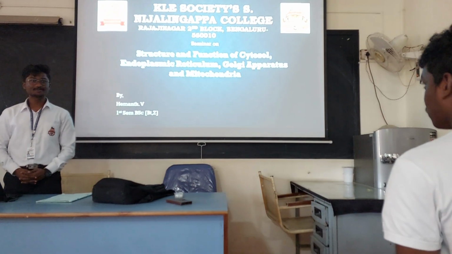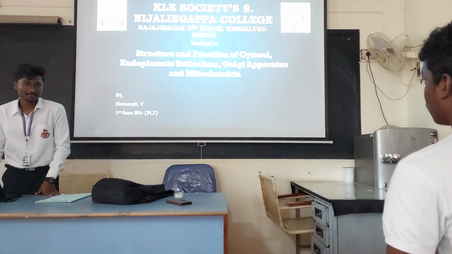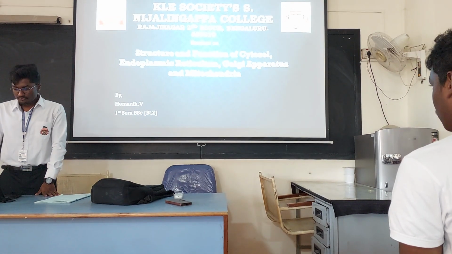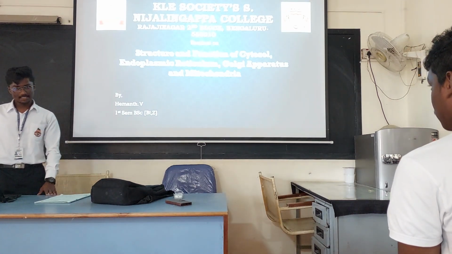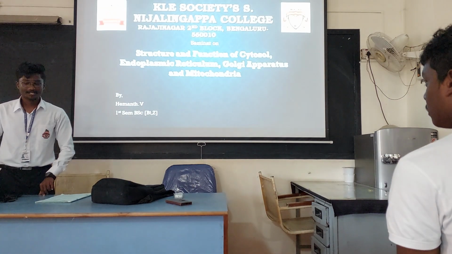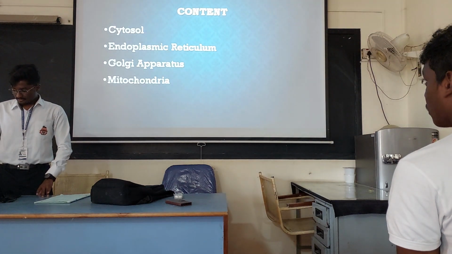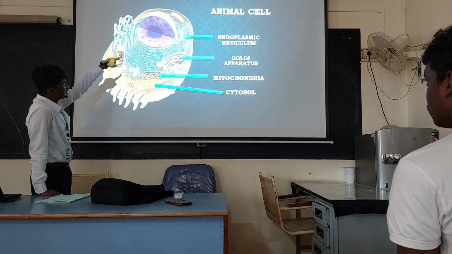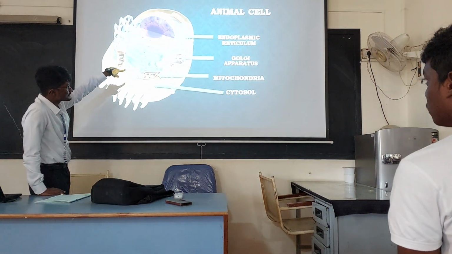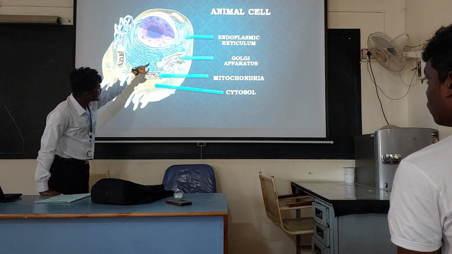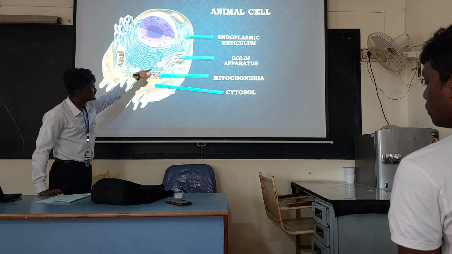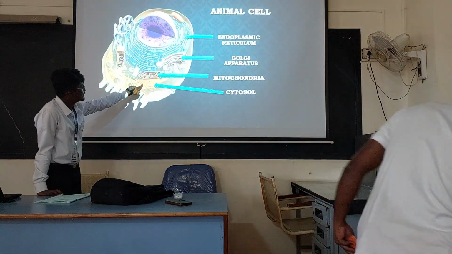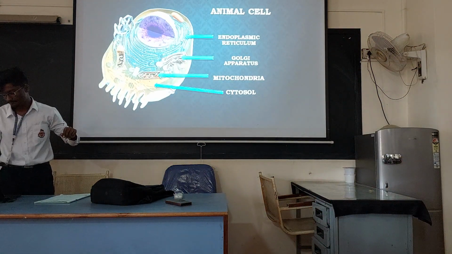I am Hemanth, and today I am here with a very interesting topic, that is structure and function of cell organelles: cytosol, endoplasmic reticulum, Golgi apparatus, and mitochondria. So, this is the animal cell. In this animal cell, you can see the network-like structure, that is endoplasmic reticulum. And below that endoplasmic reticulum, here you can see another crystal-like structure called Golgi apparatus, and this is mitochondria, and the liquid part of the cell is cytosol.